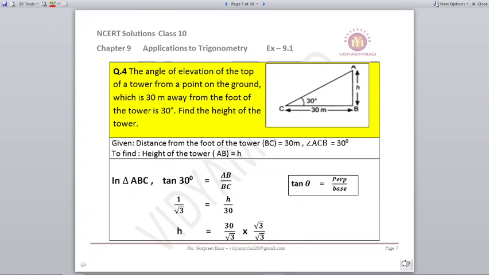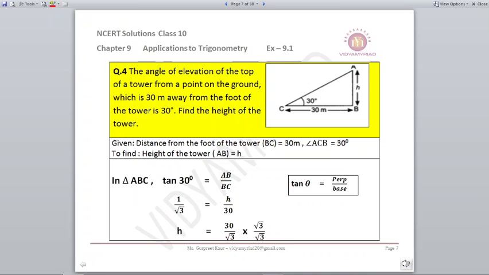Question number 4. The angle of elevation of the top of a tower from a point on the ground which is 30 meters away from the foot of the tower is 30 degrees. Find the height of the tower. Now AB is the height. Okay, we don't know the height, we have to find it out.